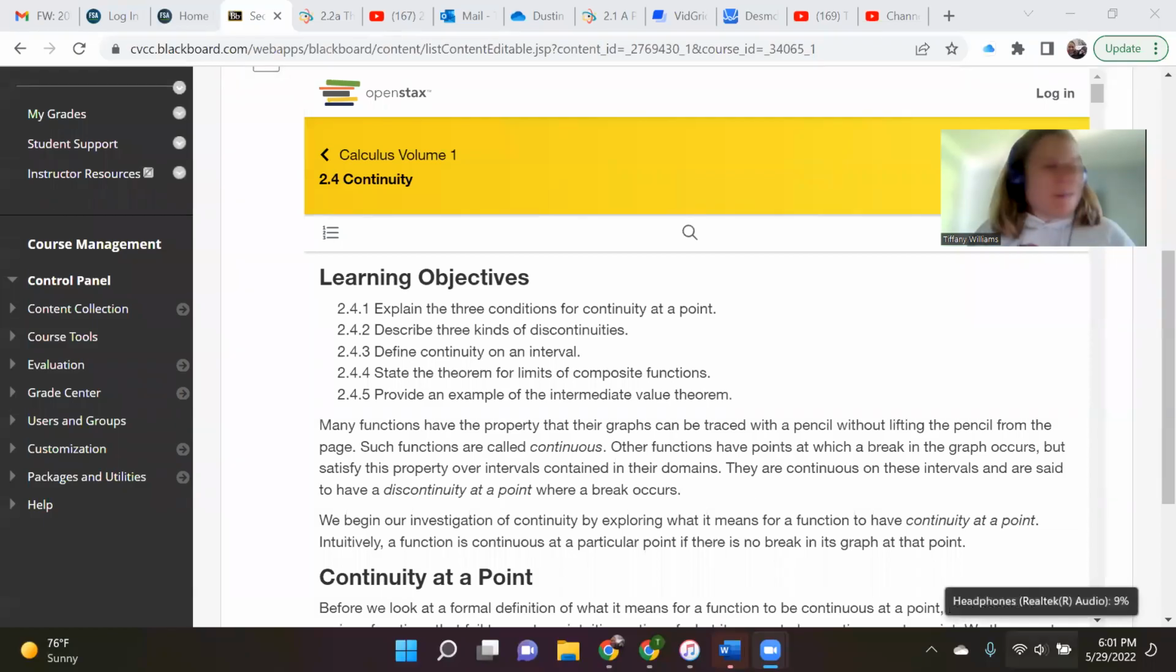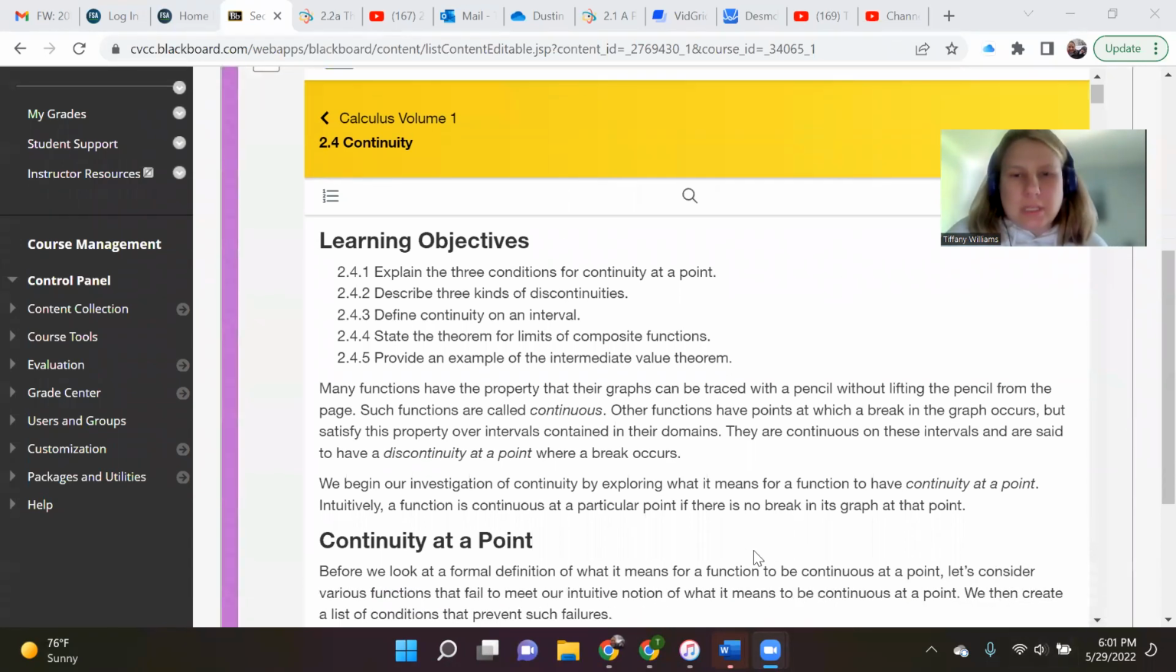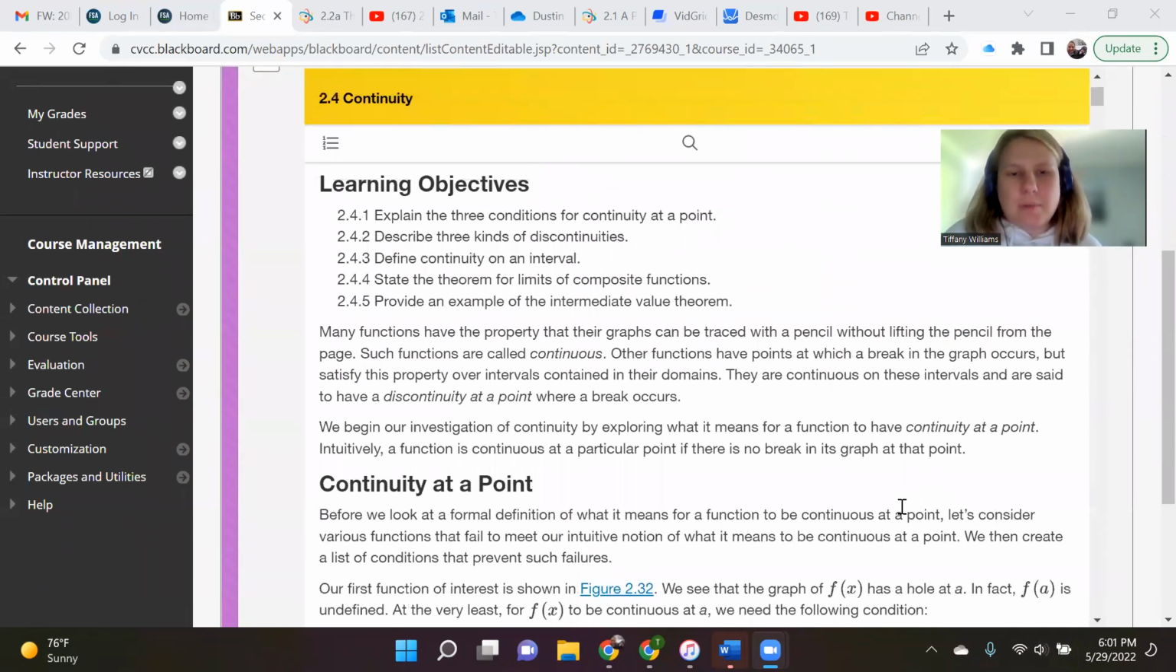And welcome back for section 2.4. Section 2.4 is all about continuity. It's a really important idea when it comes to calculus because sometimes we can do things with continuity, sometimes there's not. So the first thing I want to do is look over the first couple of paragraphs here.